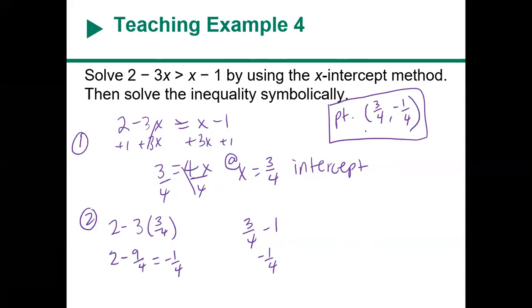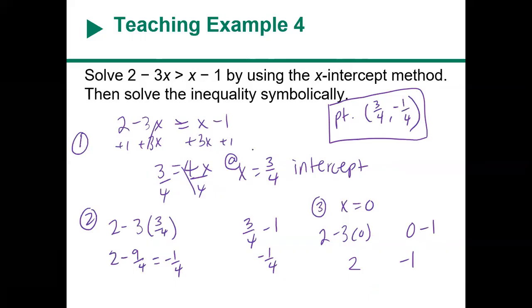And you're going to choose a point that is either greater than or less than 3/4 and test it out. Okay? I would say I always just use 1 or 0, because to me those are just easier and make sense. So if I test x equals 0, and I plug in x equals 0, I have 2 minus 3 times 0, and I have 0 minus 1. That's going to give me 2. That's going to give me negative 1.